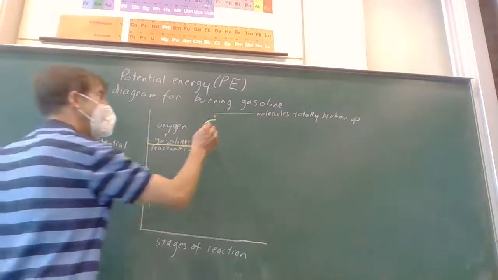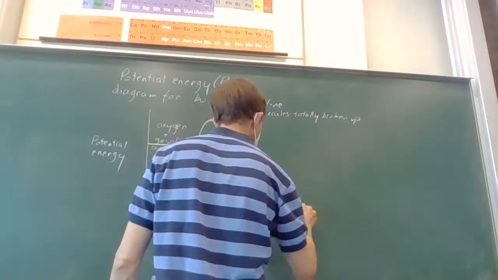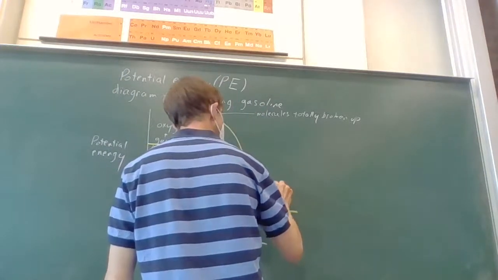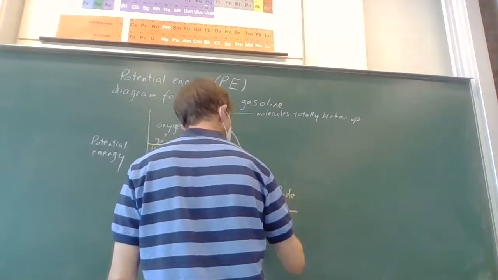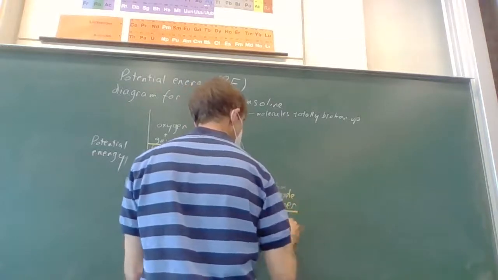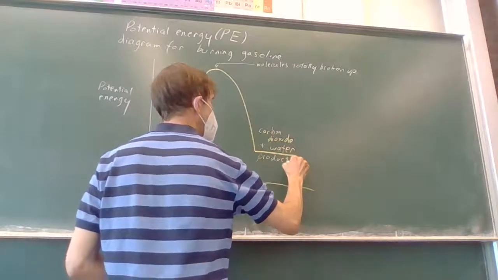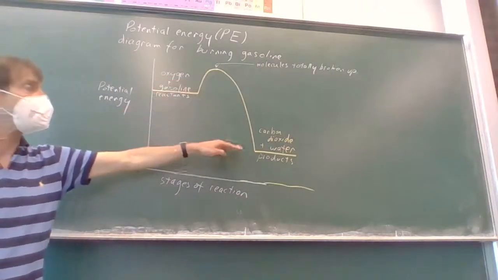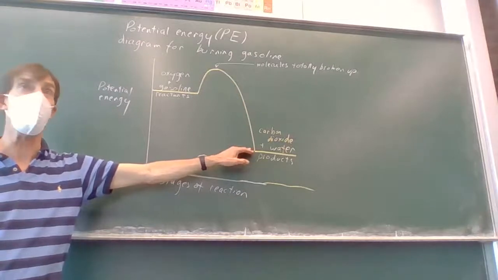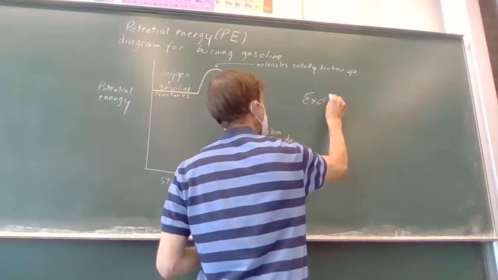Well, one or the other. You're going to be way down here. So this would be my carbon dioxide and water. And in chemistry, we say that's my products, don't we? So here's my point. If I do this and the things I make are much lower potential energy, then this whole thing is an exothermic reaction. It gives off heat.